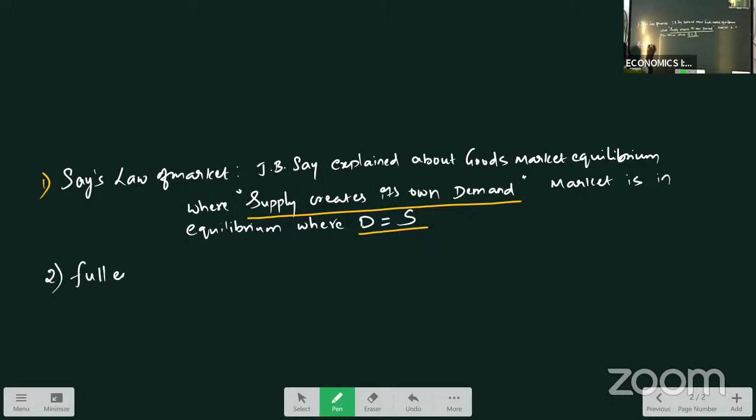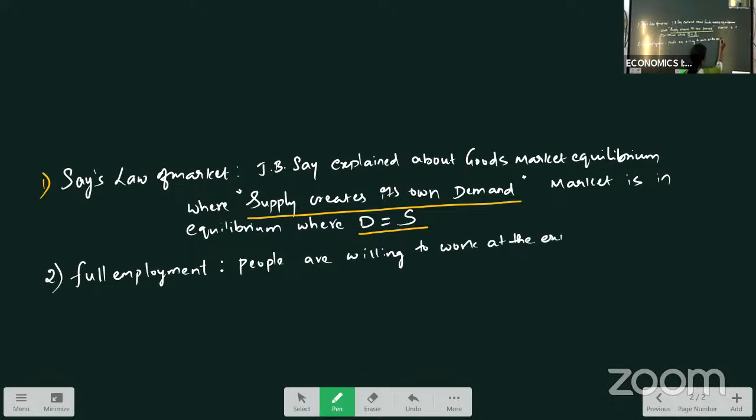Full employment. I am explaining only the important questions here, not all the questions. These questions you prepare, that is more than enough. Full employment: people are willing to work at the existing wage rate. In the economy, this concept is called full employment. So generally, full employment means when the people are willing to work at the existing wage rate.